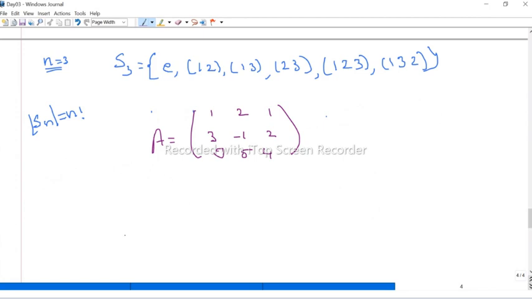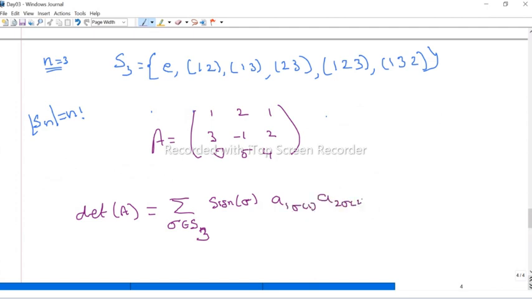So therefore, the determinant of A is, by the formula, the summation over all permutations in Sn, but here Sn is S3, of the sign of the permutation sigma times A1 sigma(1) times A2 sigma(2) and then A3 sigma(3). Because in the case n equal to 3, we have only 3 terms.